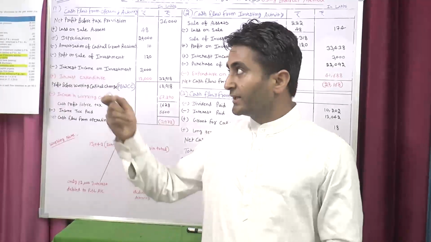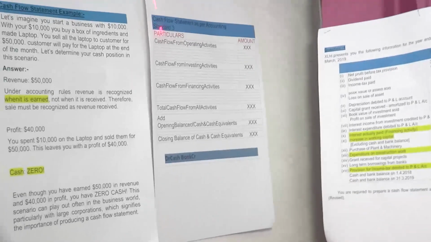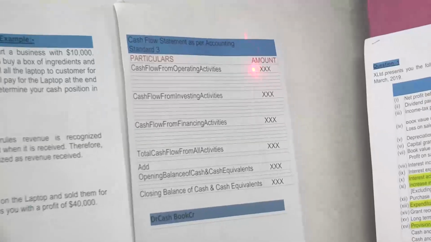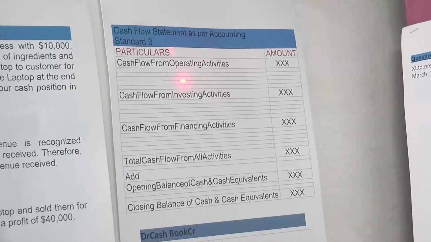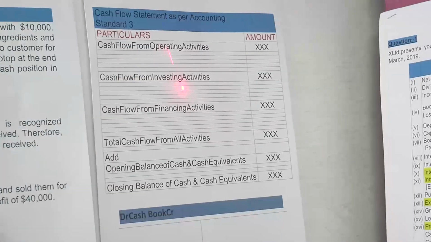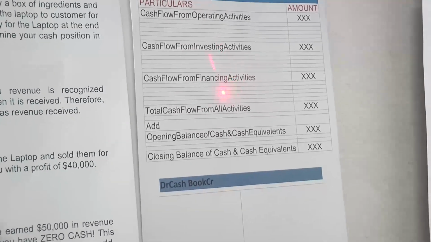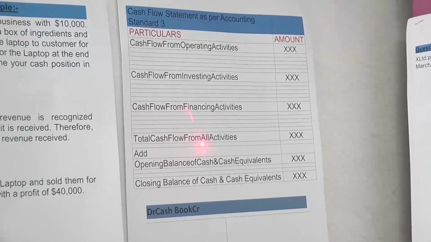So this is the vertical format of the cash flow statement as per Accounting Standard 3. Particulars, amount. The cash flow statement is divided among 3 activities. First is cash flow from operating activities. Second is cash flow from investing activities. Third is cash flow from financing activities. Now add all of these 3 activities. We get the total cash flow from all activities.